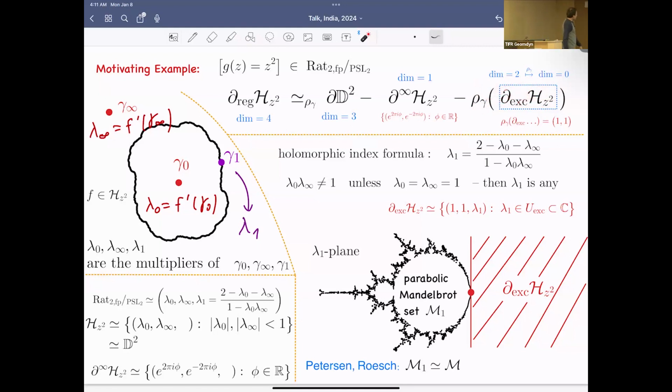And this formula takes this form. So the regular boundary is the full boundary minus the obstructed boundary, and the obstructed boundary is this one. So we can write it as lambda and lambda minus 1.